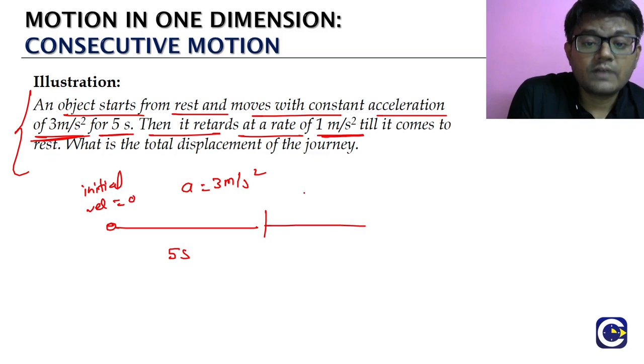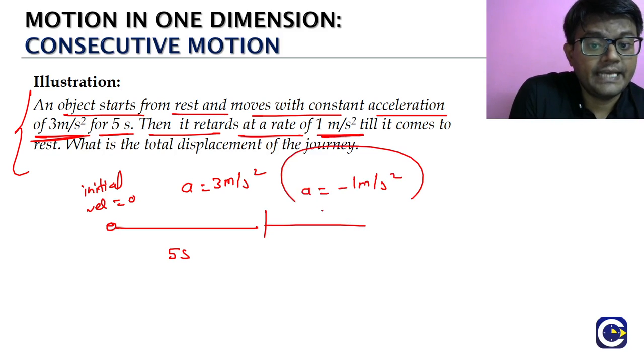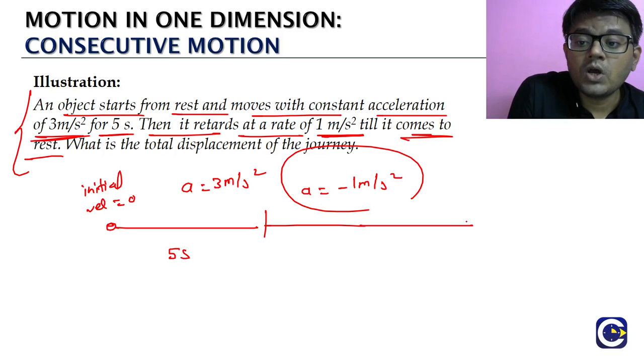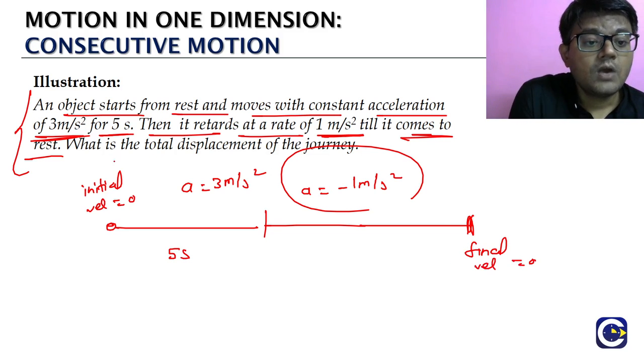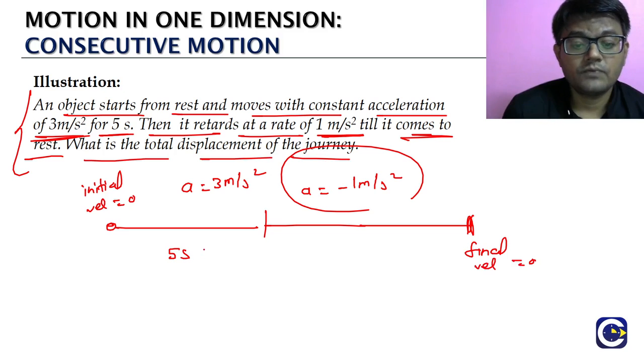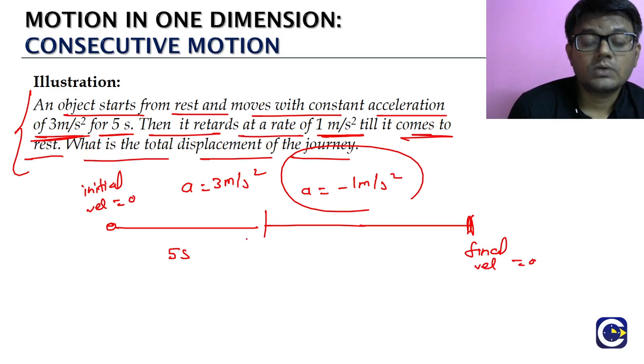Retardation means the acceleration is in the direction opposite to the velocity, so we'll take it as negative acceleration. The acceleration in this case is minus 1 meter per second square till it comes to rest. Whenever it comes to rest, the overall final velocity is again 0. They are asking what is the total displacement of the journey.